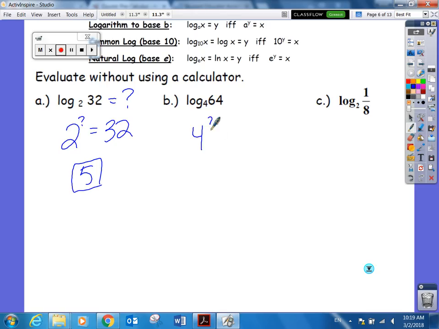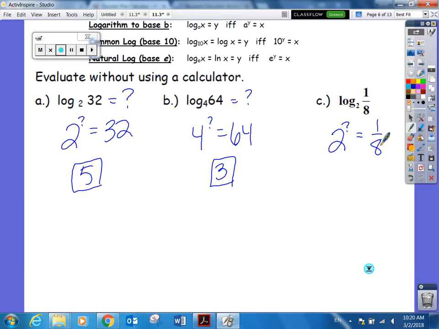4 to the what equals 64. Again, if it's easy for you to put equals something and you want to figure that out, then do that. So we get 3. 2 to the what is equal to 1/8. Some of you can figure that out very easily. Just by looking at it, you know the answer.